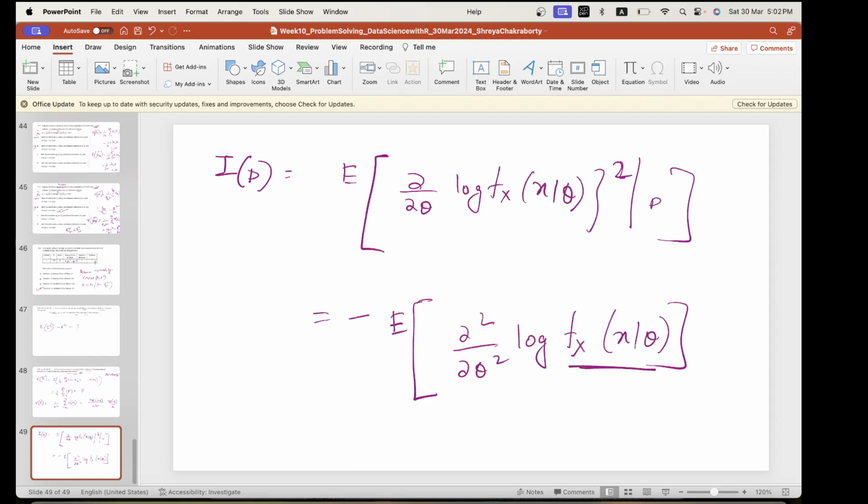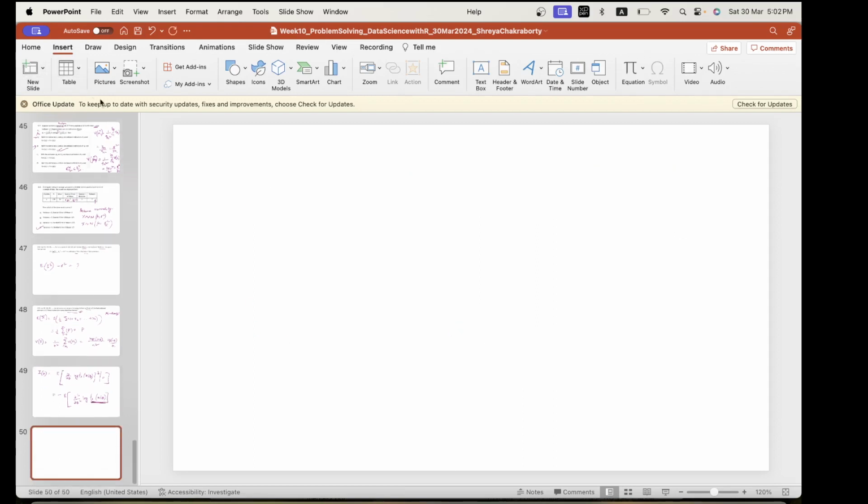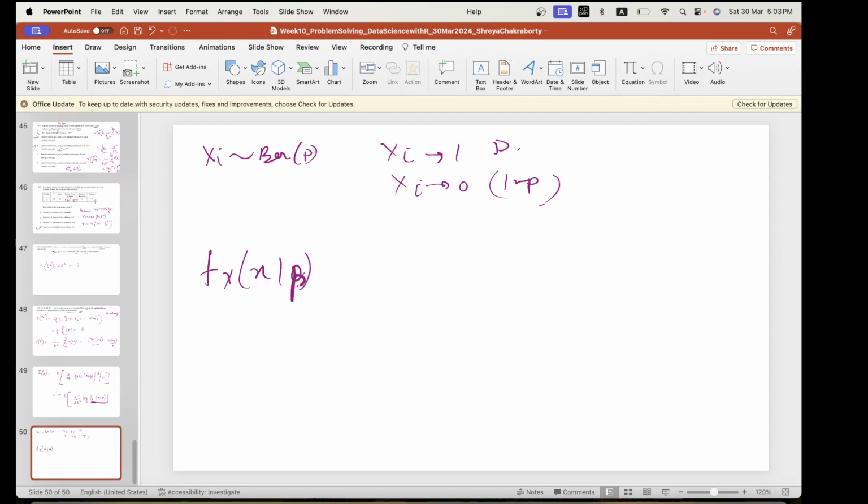First we have to find out for each element what is fx of x given theta. Alright. So here, since xi's follow Bernoulli P, it means xi is 1 with probability p and xi is 0 with probability 1 minus p. So we can write fx of x given theta or p as p to the power x into 1 minus p to the power 1 minus x. So when x is 1, the probability is p. When x is 0, the probability is 1 minus p. Okay, so this entire thing is captured by this expression.